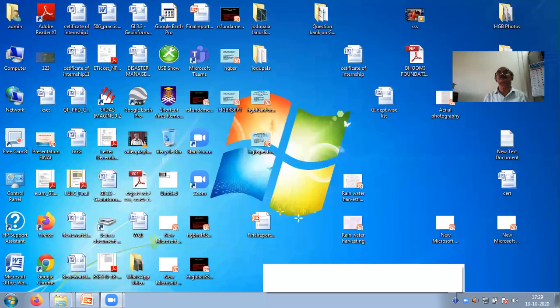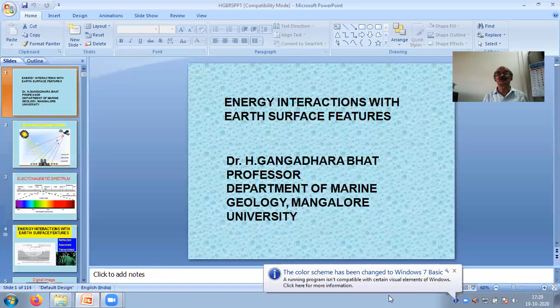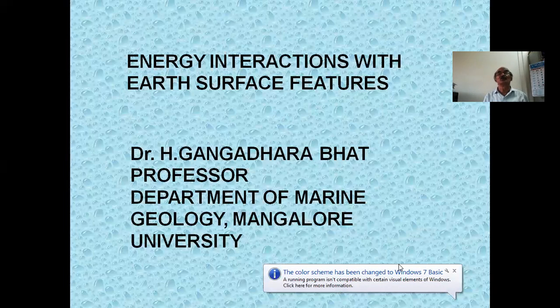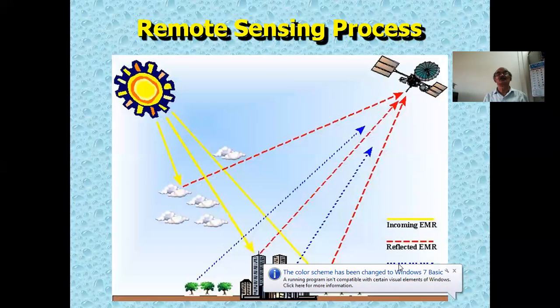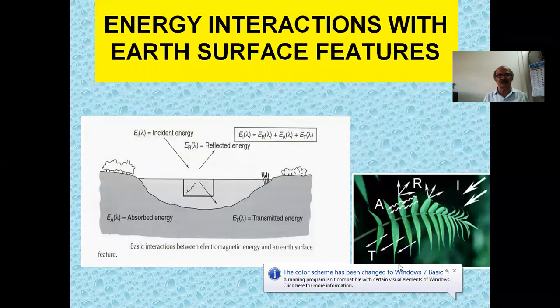Now let us discuss how the energy interacts with the Earth surface features. Let us discuss these things in detail. See, these are the basic principles of remote sensing, and all of you are familiar with the electromagnetic spectrum. Now let us see how energy interacts with the Earth surface feature.